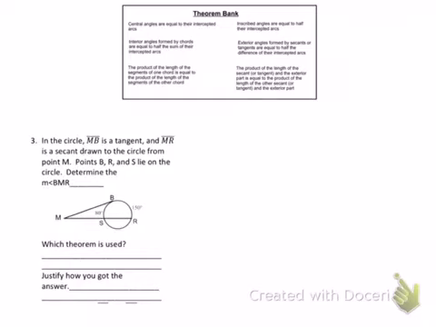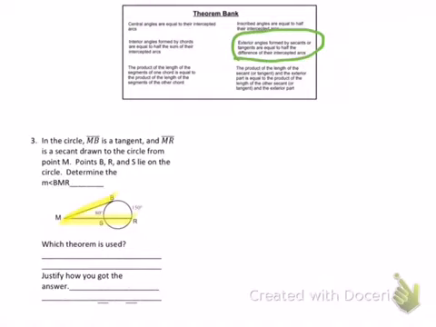Next question. In the circle, MB is a tangent and MR is the secant drawn to the circle from point M. Points B, R, and S lie on the circle. Determine the measure of angle BMR. That is an angle on the exterior, so exterior angles formed by secants and tangents are equal to half the difference of the intercepted arcs.